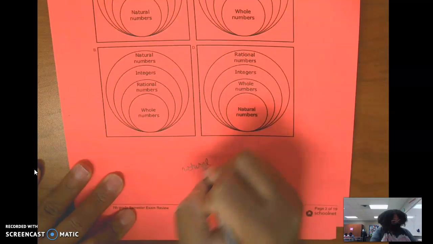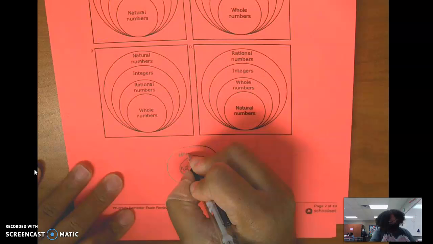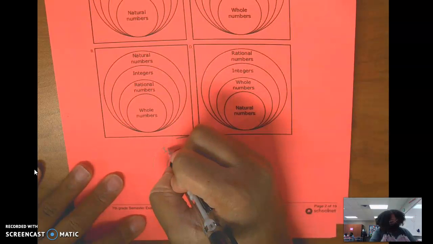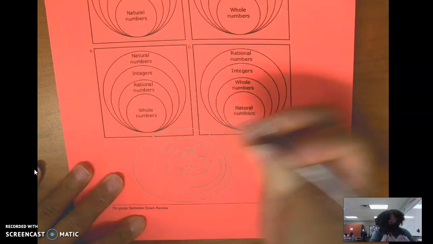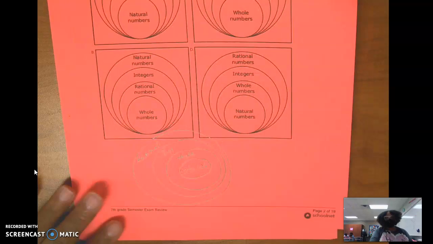And then what goes around it? Whole numbers. Whole. Then what goes around it? Integers. And then what goes around it? Rational numbers. Which one matches?